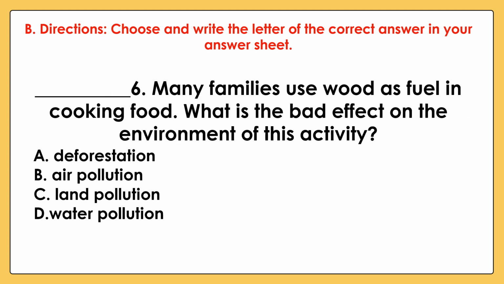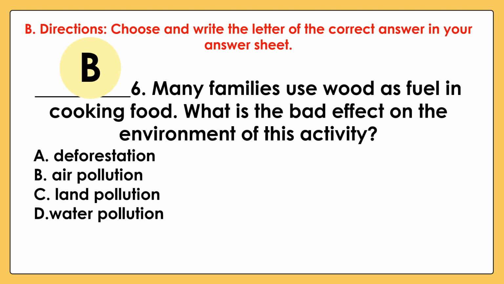Number 6. Many families use wood as fuel in cooking food. What is the bad effect on the environment of this activity? A. Deforestation, B. Air pollution, C. Land pollution, or D. Water pollution. The correct answer is letter B. Air pollution.